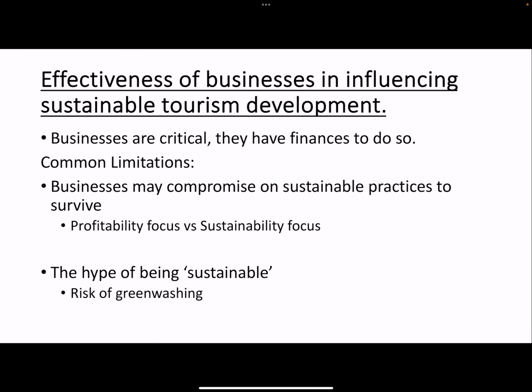So effectiveness, how effective are they? The key problem is money. Once again, it's money. So if you look at the key thing here, it is this idea of profitability focus versus sustainability focus. What is more important to the company at this moment in time? Okay, is it really true that they are really focused on sustainability? You don't really know, right?